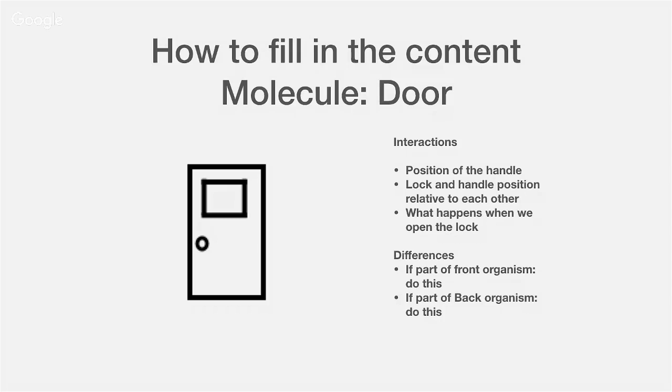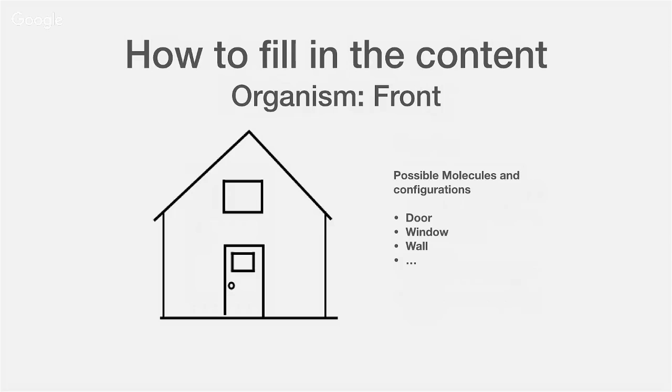The organism level. Here we show the possible molecules and configurations. We said that the front can have a door, window, and a wall, maybe something more. But we need to show what the possibilities are, how we can configure them. In the case of a house, you get this. You can have multiple windows, you can have a door in the center or left or right. We can also document here how far the door needs to be from the side of the house. So we describe here how they work together, how they form the organism.